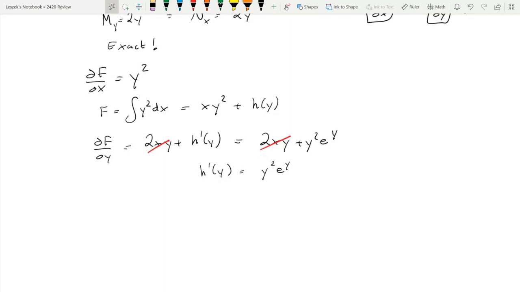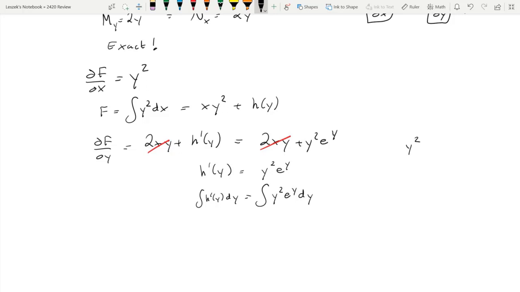All right, so now to recover h, just integrate both sides with respect to y. Oh no. All right, integration by parts. I'll use the tabular method.